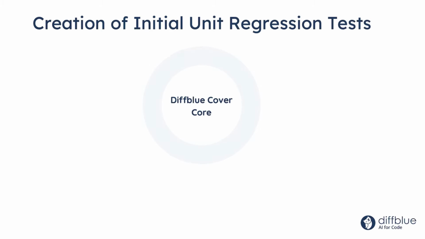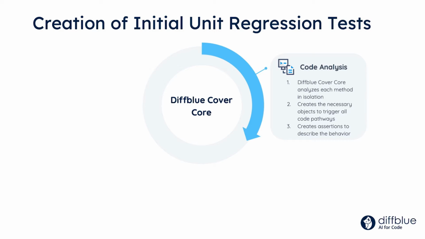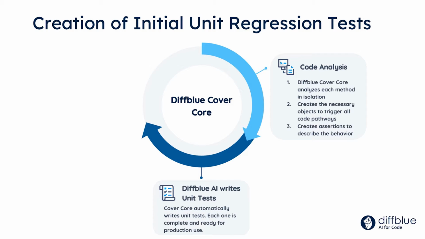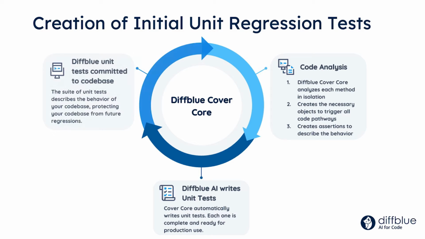Cover uses existing code to write new code. It analyzes the bytecode of your Java project to find all the testable pathways. Then it uses reinforcement learning AI to select the best inputs to exercise each one of these pathways. It sets up mocks and writes the appropriate assertions.